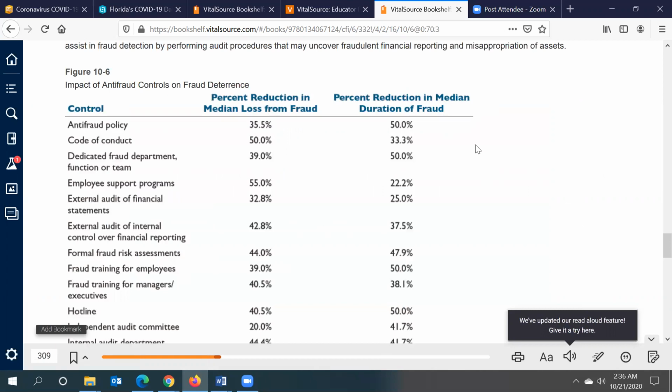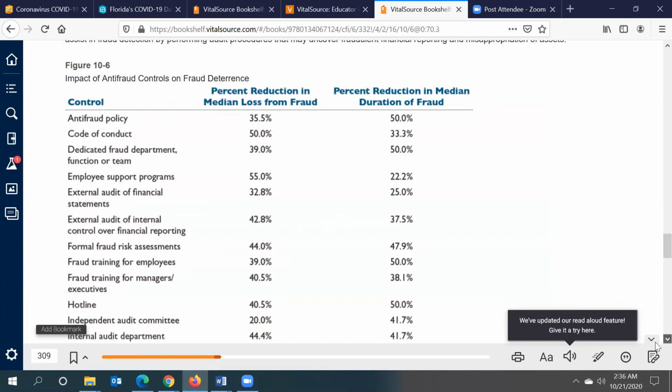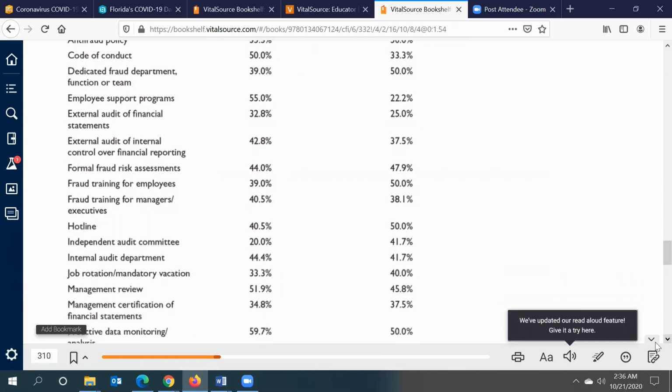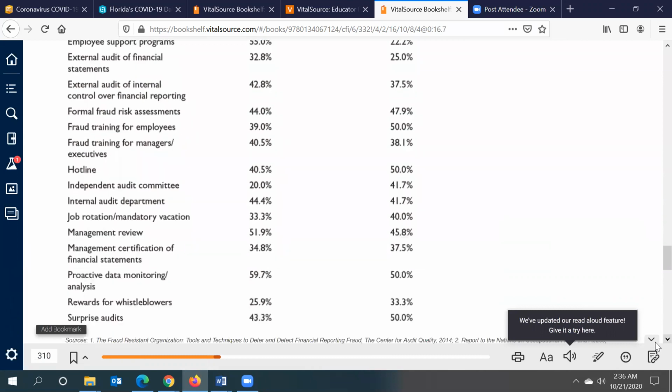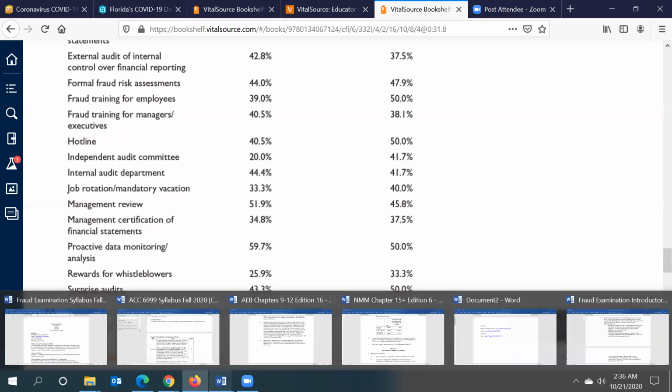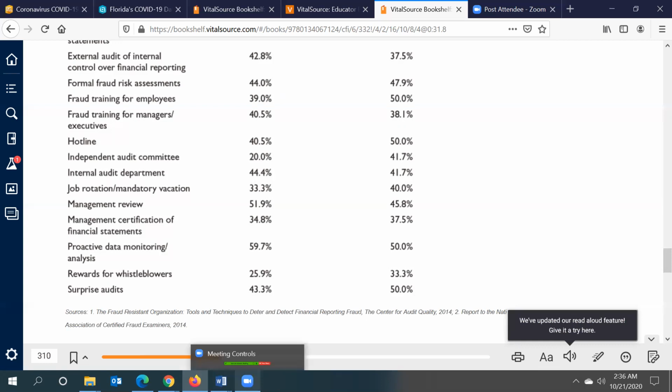So here in the figure, we see the impact of anti-fraud controls on fraud deterrence. Just have a look at that there. When you have a chance, you can pause. And we see this came from the Association of Certified Fraud Examiners. And their website is very, very good to look at. I strongly encourage you to do so.